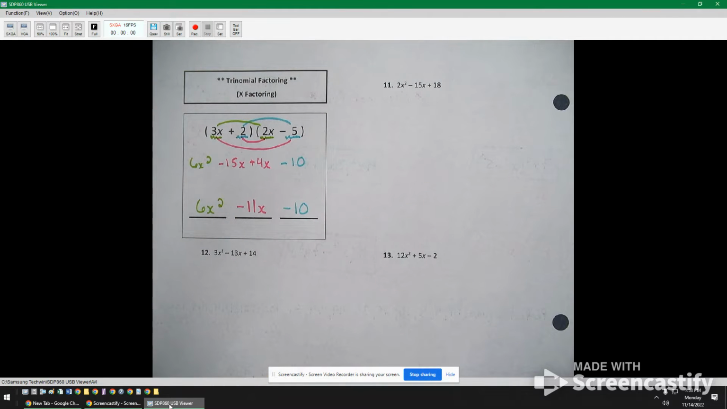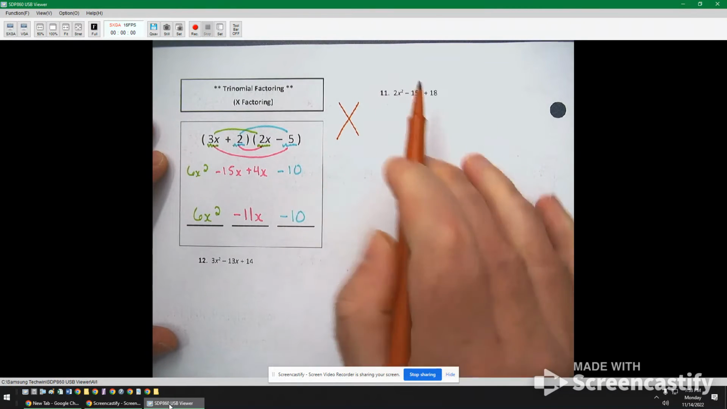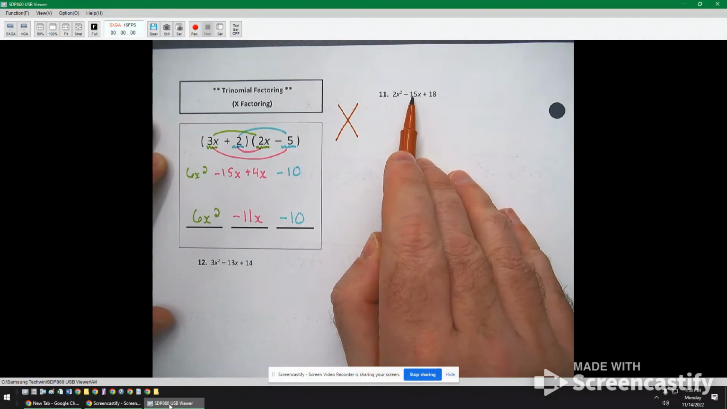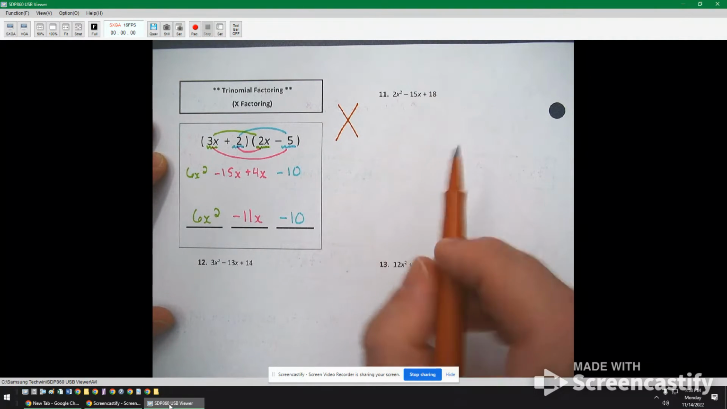All right, so what's our goal? What are we trying to do? We're now going to try to factor this thing. So I'm going to start off by seeing if I can GCF. As you can see, 2 and 15 don't have anything in common. This has an x squared, this has an x, but this doesn't have an x. So this is the best we can do.